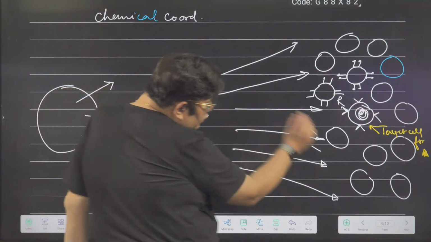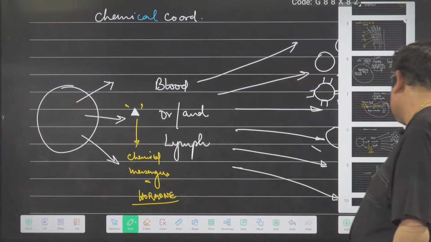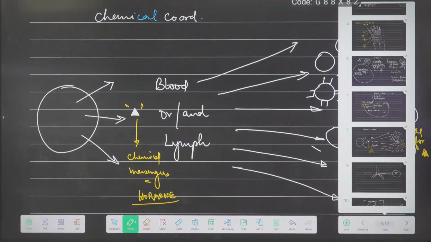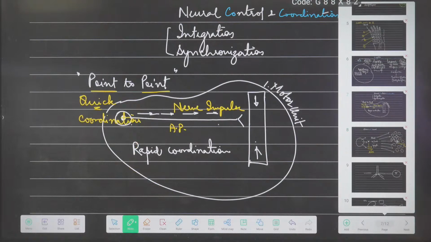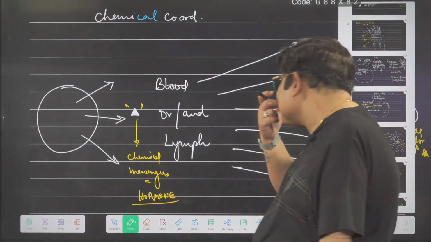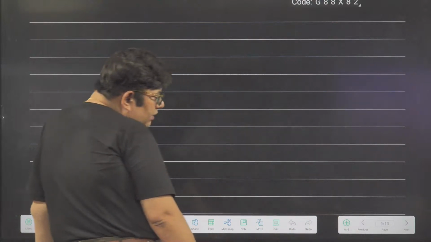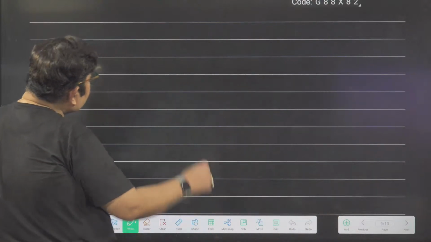So we require both of them. Our body requires both of them. Both of them have some advantage, disadvantage. In certain situations, we require one type of control. In certain situations, we require another type of control. I hope, Bacho, you have understood about the word coordination, about chemical coordination and neural coordination.